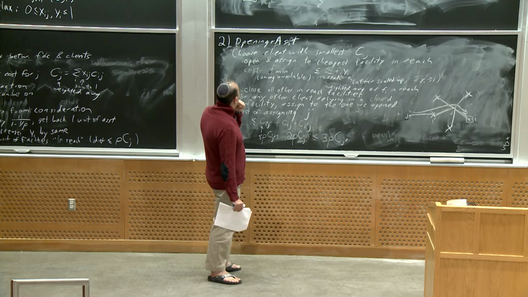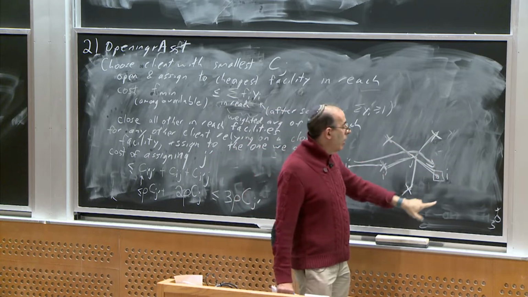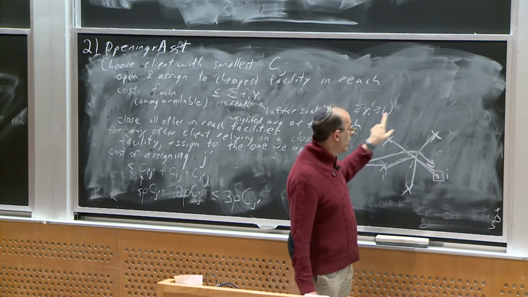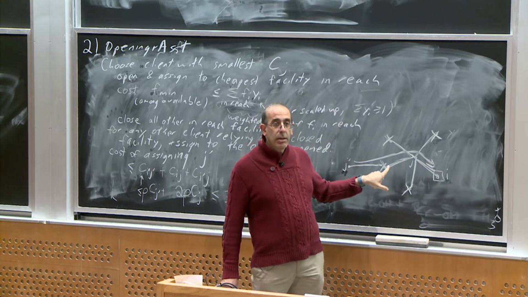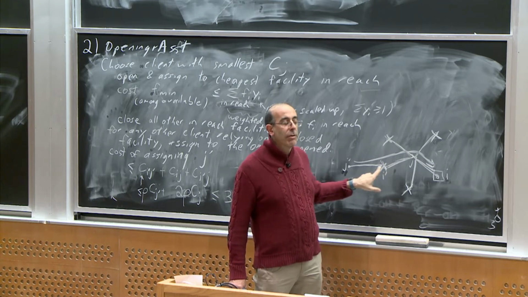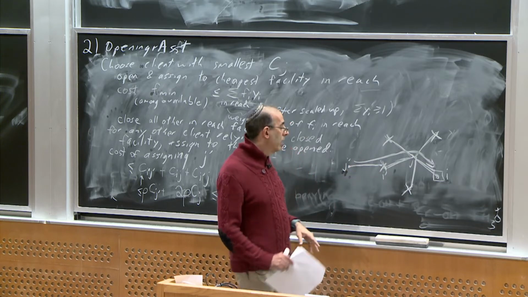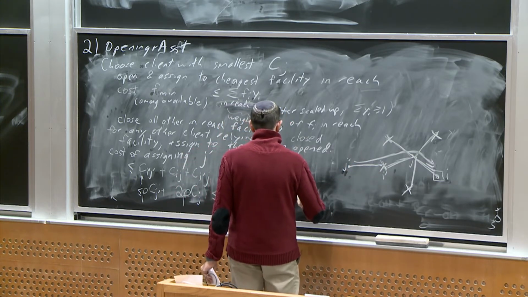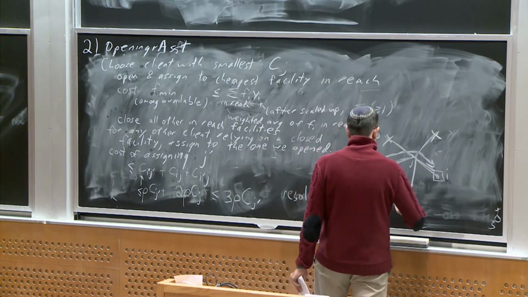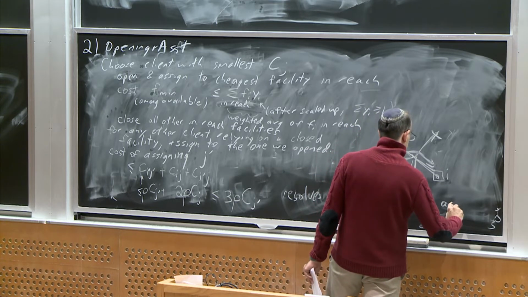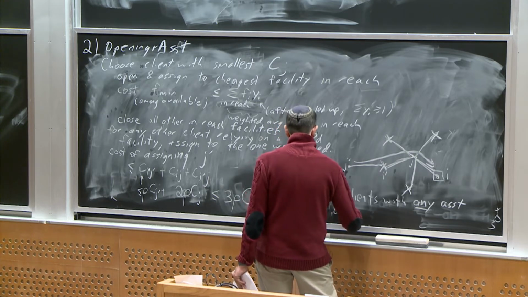And so now what have I accomplished? I took a particular client, I opened a cluster, I opened one facility from a cluster that has one total unit of weight, and then I added in all of the clients that have that cluster in reach. So I've now taken care of a whole bunch of clients, right? This resolves all the clients with any assignment to J's cluster of facilities.